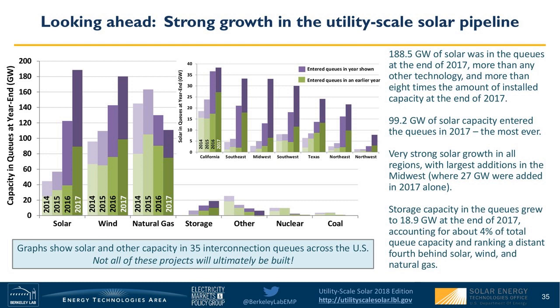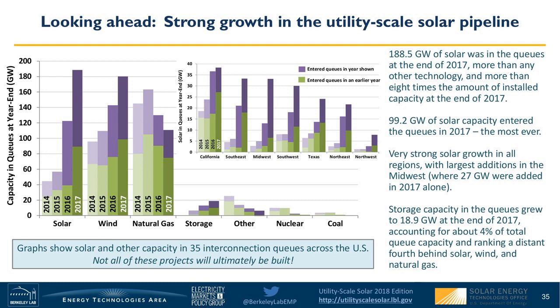At the end of 2017, there were a whopping 188 gigawatts of solar making its way through the major interconnection queues across the country. And more than half of that amount first entered the queues in 2017, so it's pretty significant growth. As you can see in the main graph here, this strong showing moves solar into first place ahead of both wind and natural gas in terms of total capacity in the queues.